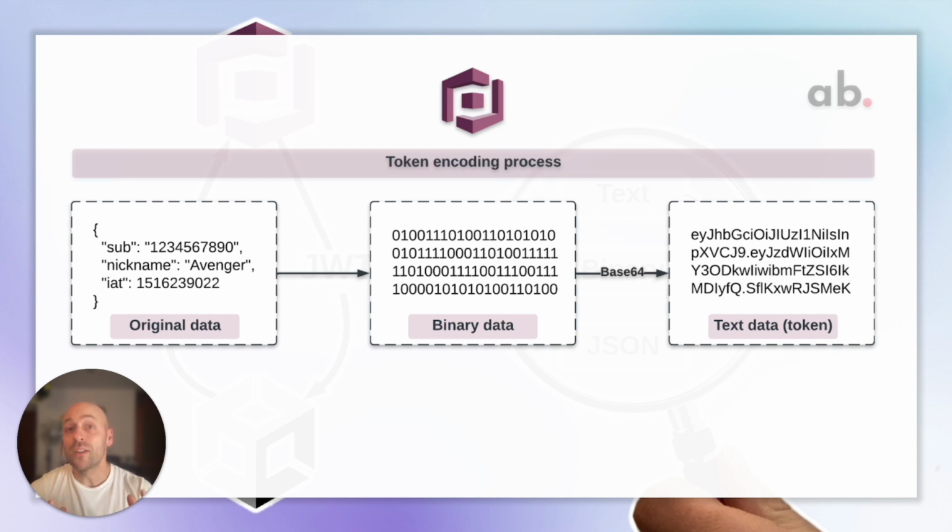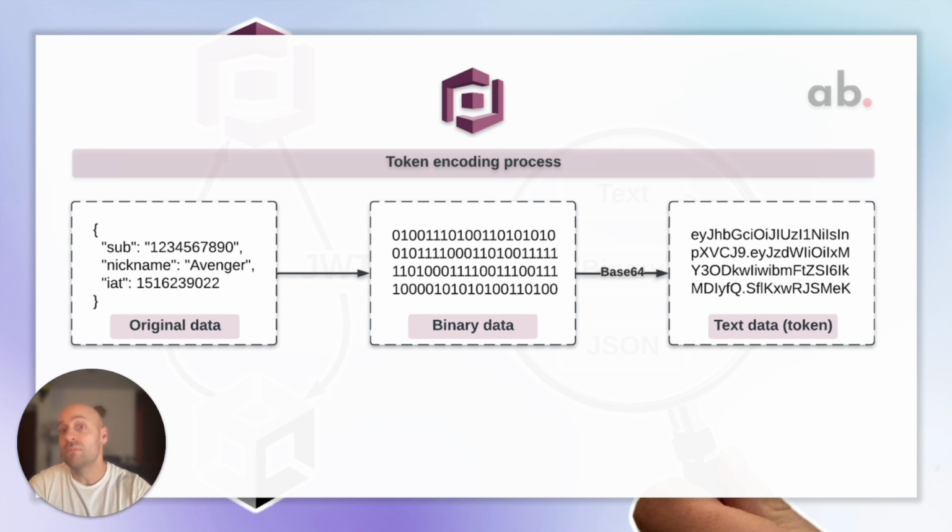In order to create those tokens, Cognito first converts the original JSON data into binary data and then into text data thanks to the base64 algorithm. Just a side comment about a common mistake. JSON Web Tokens are not encrypted. They are encoded, meaning that they can be easily decoded. Plenty of offline tools such as JWT.io offer JWT decoding.